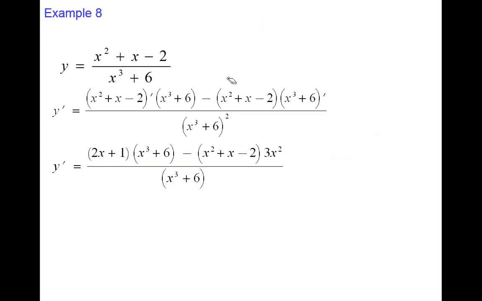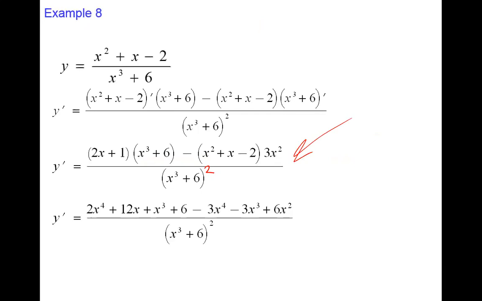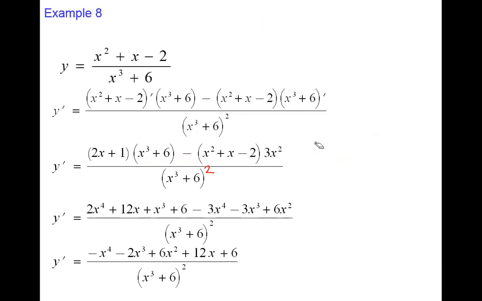And I did the derivative of 2x plus 1, copied the first function, and just 3x squared. As we can see, that's the most important line. This is the quotient rule. Oh, and I forgot the square. Okay, and then I distributed everything and added the like terms. But the last two lines are just algebra. This is important.